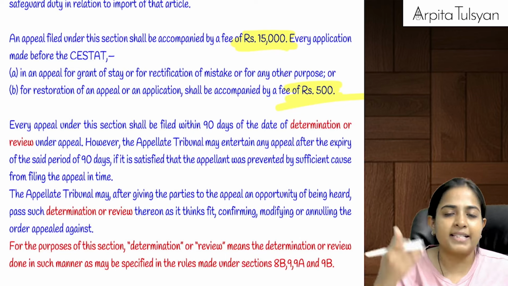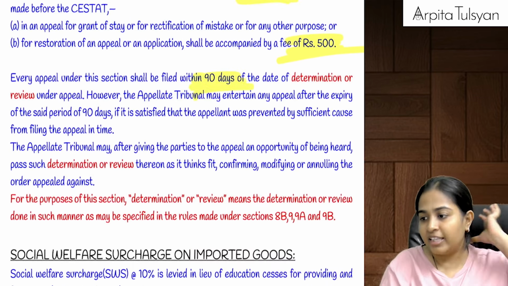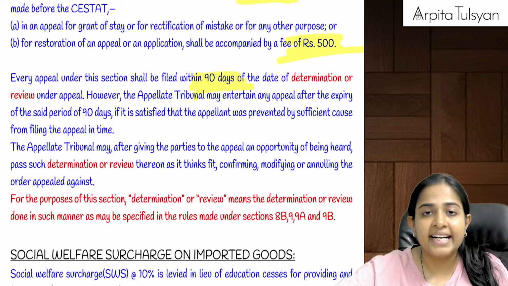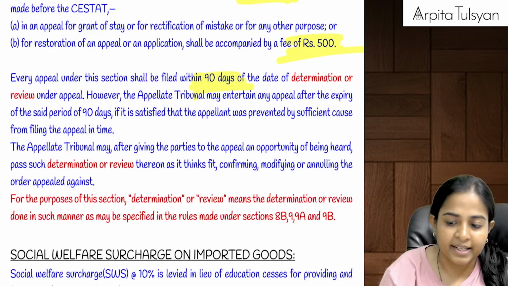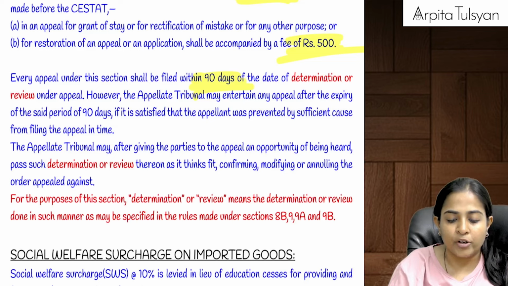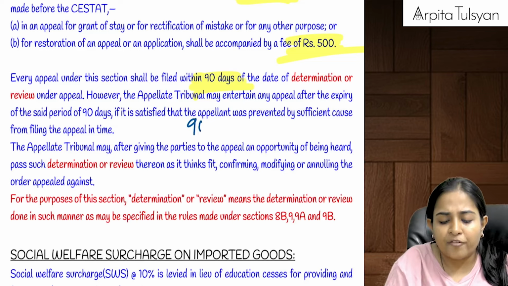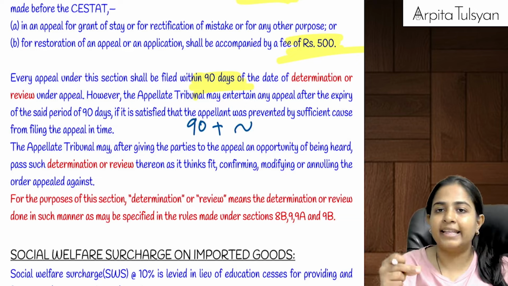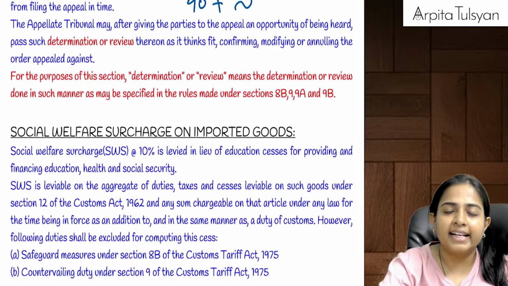So you can go and present your case before the CESTAT within a time period of 90 days. 90 days from which day? 90 days from the date of determination, means when it was determined by the authorities that this levy should be done on you. From that day, within a time period of 90 days, you can go and file an appeal. This period of 90 days can be further extended if there is any sufficient cause, and then the final decision will be taken by the CESTAT. Are you clear till here? Yes.